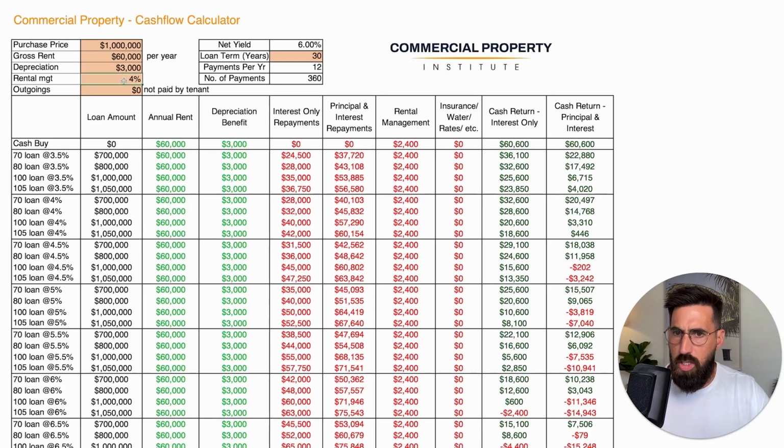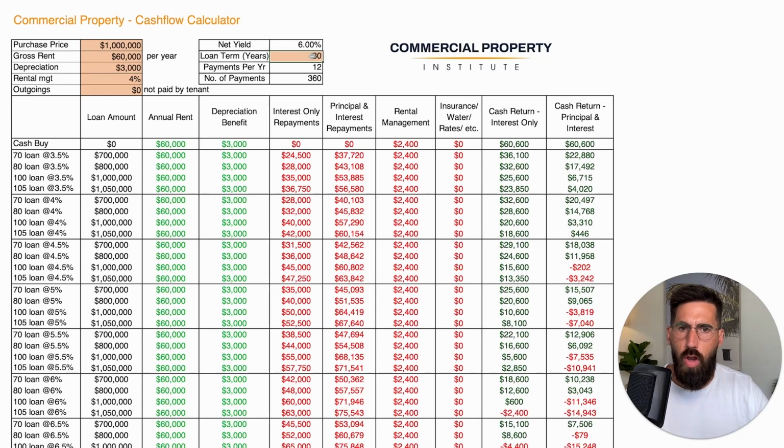The rental management is the percentage fee that the property manager will take for managing your property. This is generally between 2% and 7%, depending on the purchase price and the rent received from the tenant. Let's just leave it at 4%.